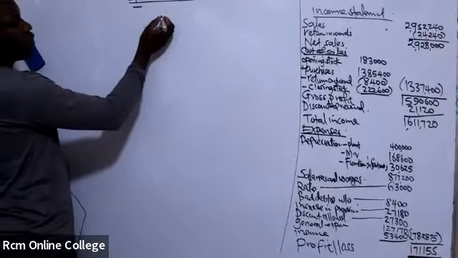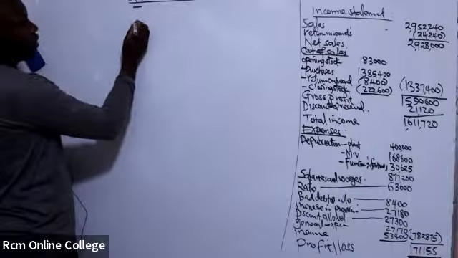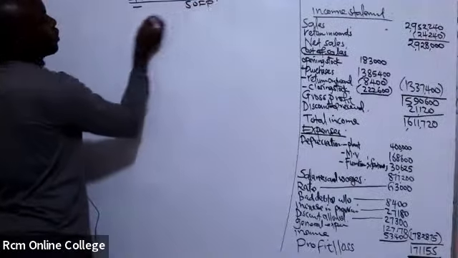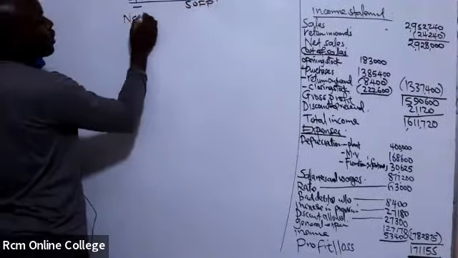I mean, the statement of financial position. So we start with the non-current assets.